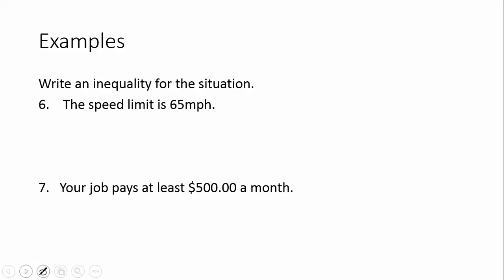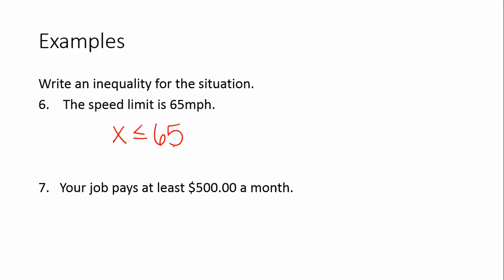And for the last few examples, we're just writing inequalities for the situation. So how do we say the speed limit is 65? Think about speed limits for a minute. It's a limit, which means you are not supposed to go any higher than that. So we would say the speed limit, we'll call it x, is less than or equal to 65. You can go 65. You shouldn't go any higher.